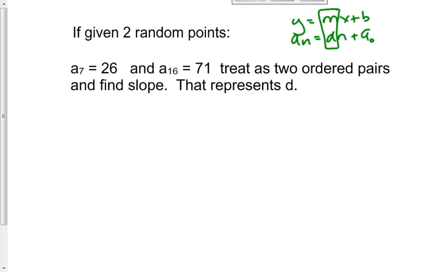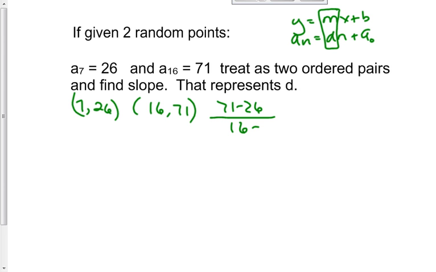So if they give you two random points like this, a sub 7 equals 26, that represents the same thing as this ordered pair. The 7th term has a value of 26. Likewise, the 16th term has a value of 71. I can just do my slope. 71 minus 26 over 16 minus 7.